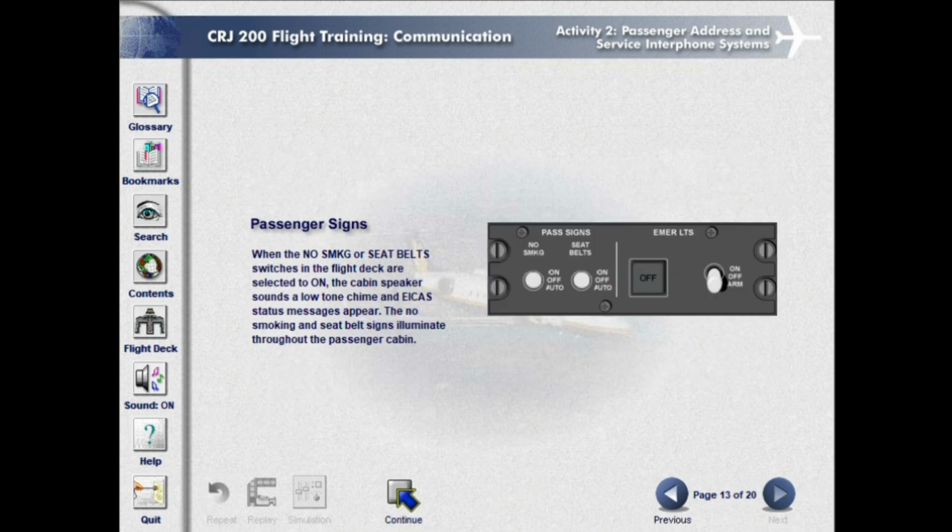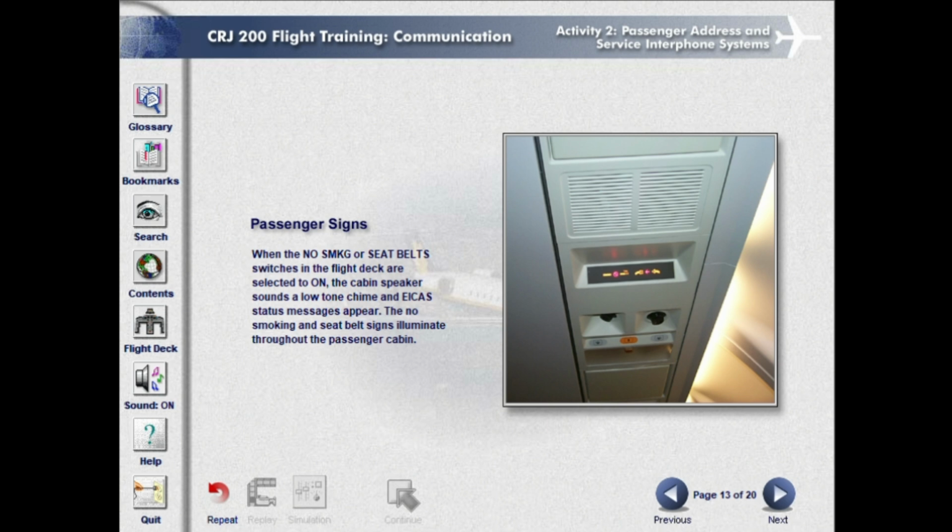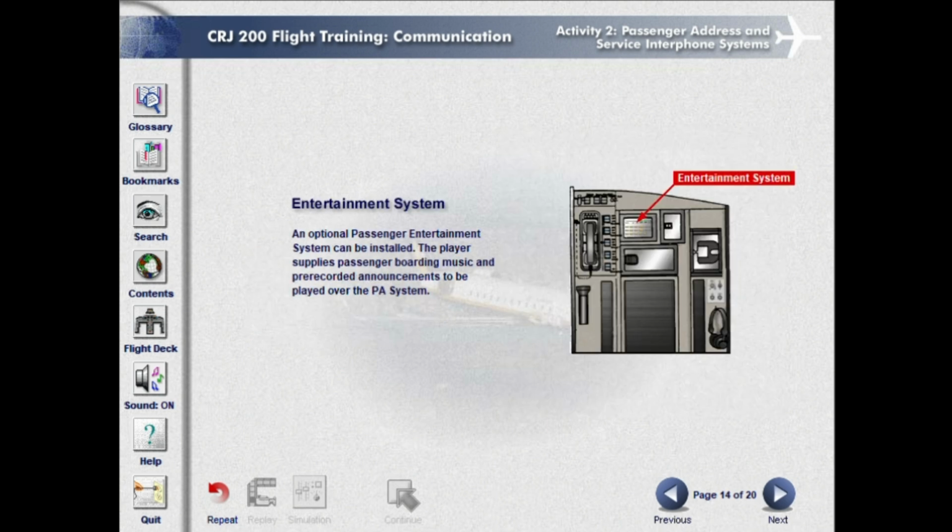Passenger signs. When the no smoking or seatbelt switches in the flight deck are selected to on, the cabin speaker sounds a low-tone chime and ICAS status messages appear. The no smoking and seatbelt signs illuminate throughout the passenger cabin. Entertainment system. An optional passenger entertainment system can be installed. The player supplies passenger boarding music and pre-recorded announcements to be played over the PA system.